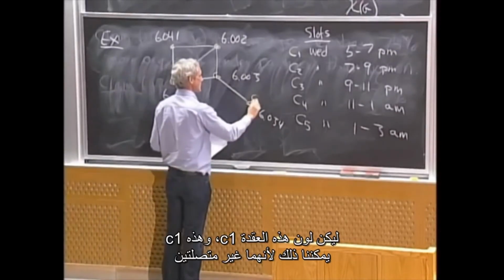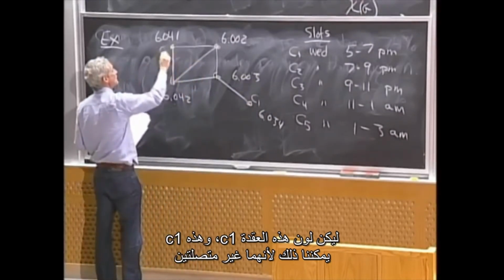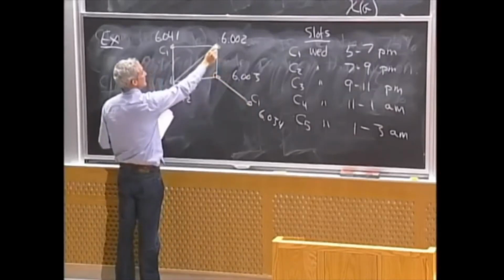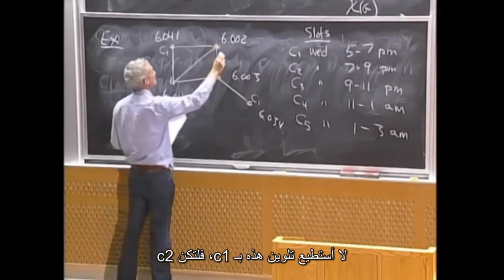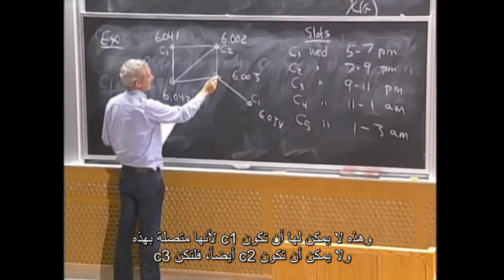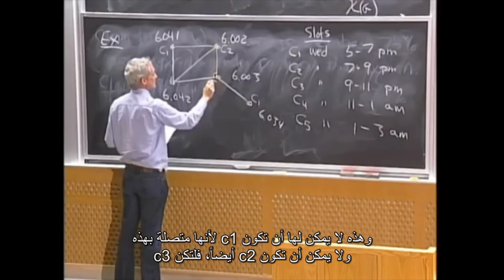Let's say I give this color 1. And let's give this one color 1. That's OK, because they're not connected. I can't give this one color 1, so I give it color 2, say. Now this one I can't give color 1 because this guy got it. He can't get color 2 because that guy got it, so I give it color 3.